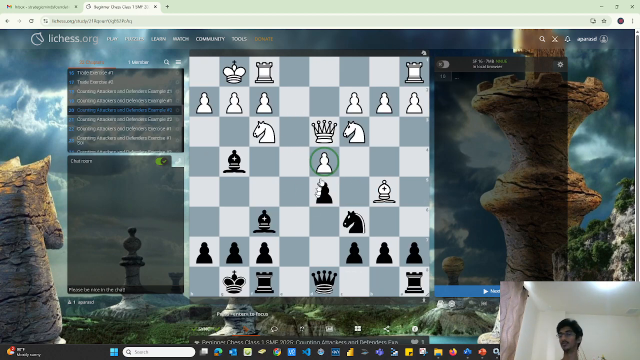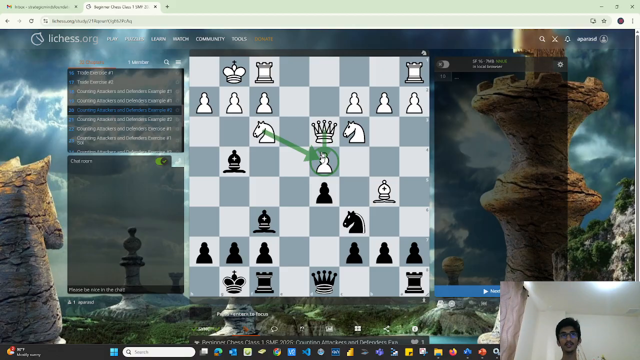Right? So it is black to move, I think. Yeah, it's black to move. And black wants to capture this pawn over here on d4, right? Now, we have to figure out if black can do that. So if we look at the attackers and defenders right now, we can see that this knight over here can move there in one square. So the knight's a defender.